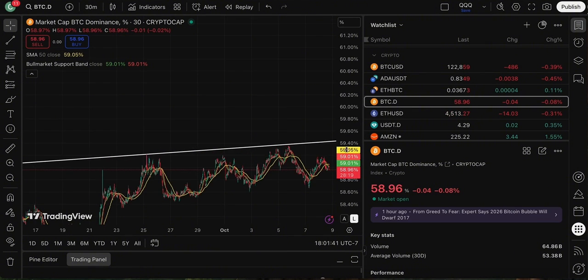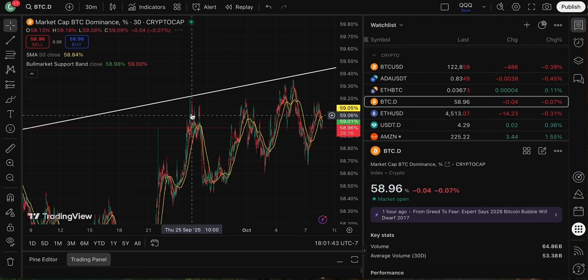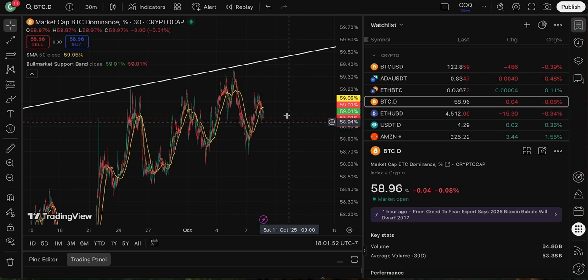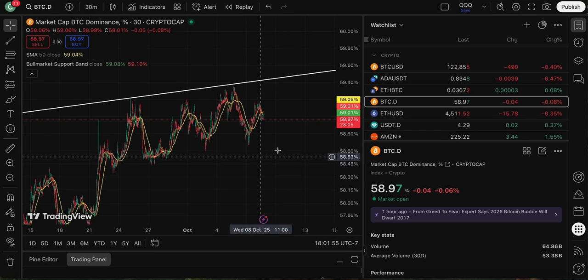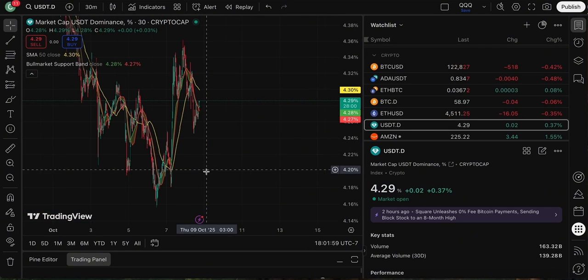So far, this is what's happening. It hasn't necessarily been able to get above. If we can just stay below here, that would be absolutely great for altcoins, and that would be absolutely great for your bags, okay? And so that's what I'm tracking.